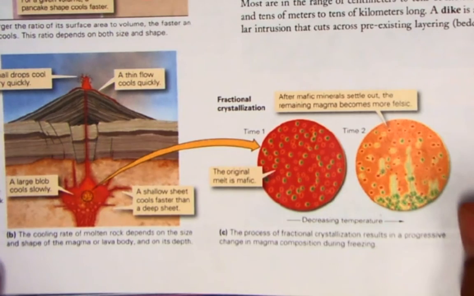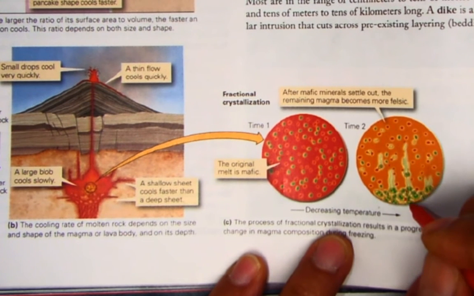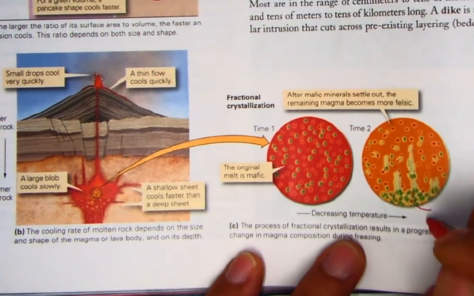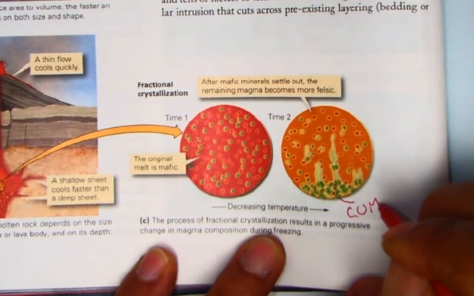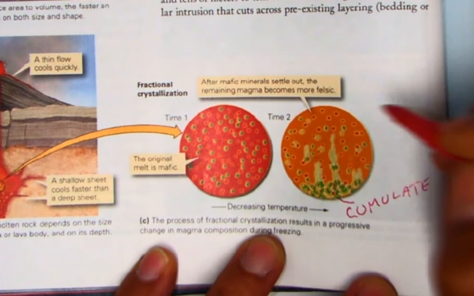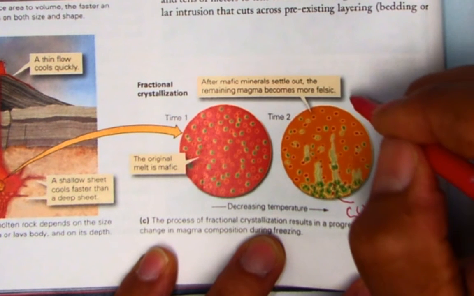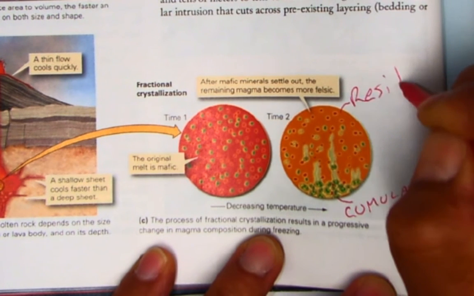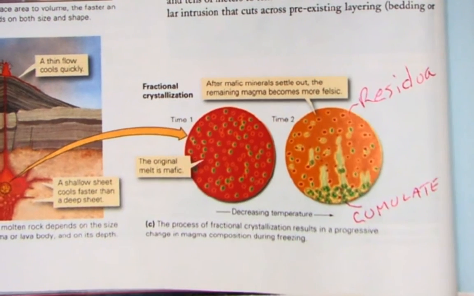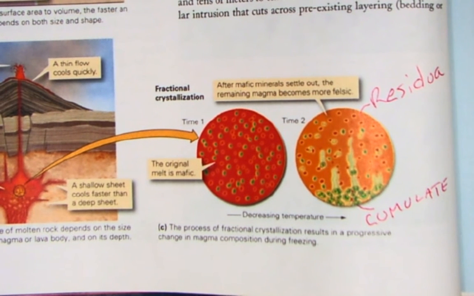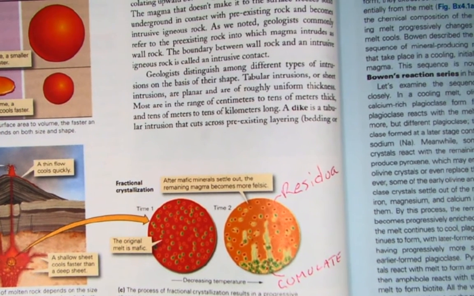So, in fact, I have two words I want to add here. So the minerals that accumulate down here at the bottom of the magma chamber, I call these cumulates. Cumulate. So the cumulate occurs down here at the bottom of the magma chamber, whereas this residual magma up here is called the residua. So there's residua, which is the residual magma. It becomes more felsic because I'm removing some mafic components, right? And so that allows the chemistry of the magma to change over time.